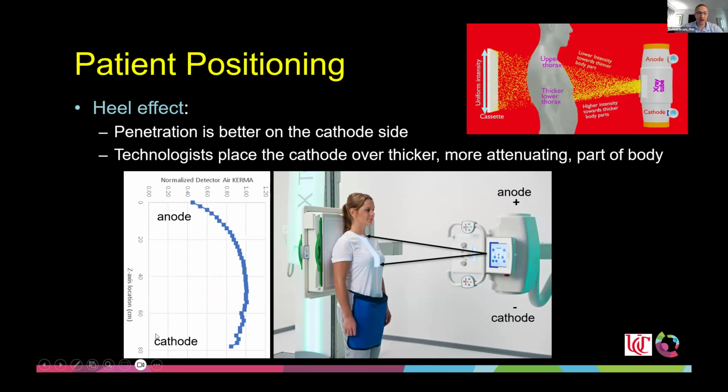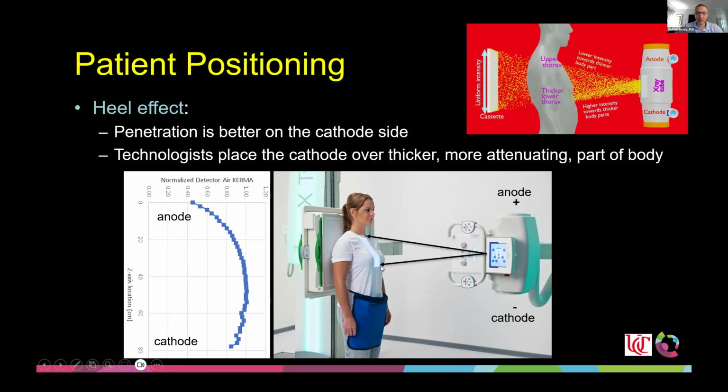Here you can see on the left, I made a plot of the exposure. So I took my chamber and I made measurements from the anode side all the way down to the cathode side, and then I normalized it to the center. And you can see at the anode side of the X-ray tube, there's almost a 60% reduction in X-ray intensity. And that's why when we set up our X-ray tube, we always place the anode side up or over the thinnest part of our body.